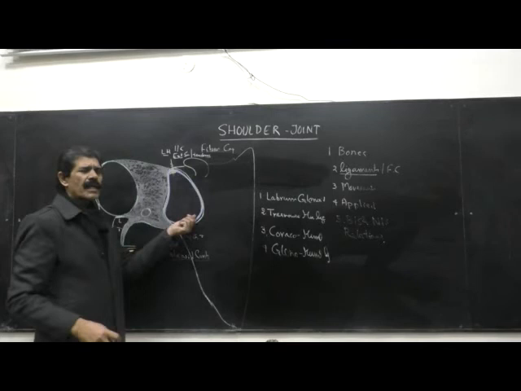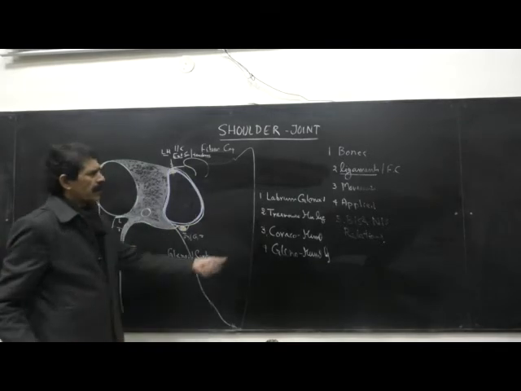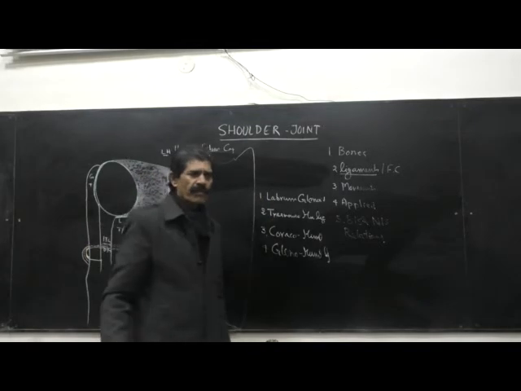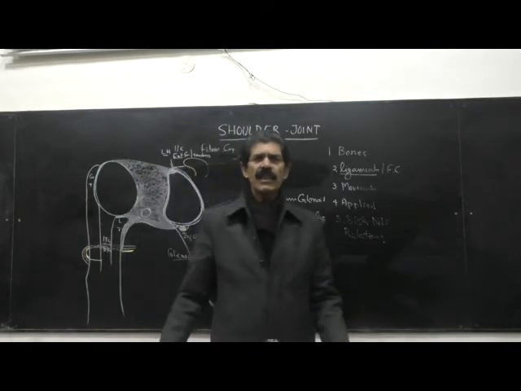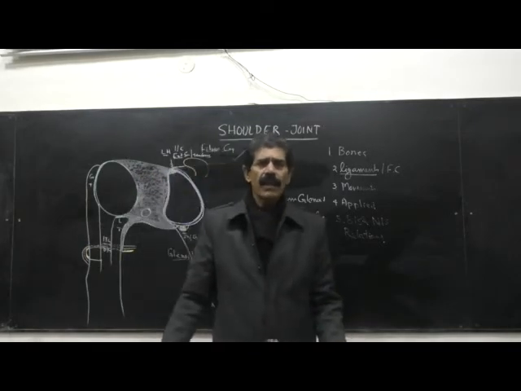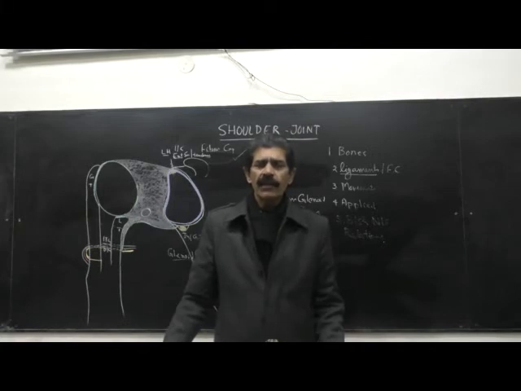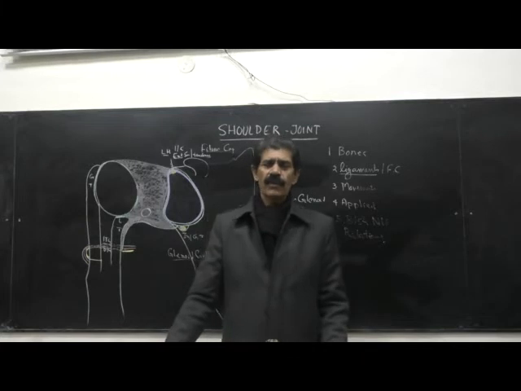And this fibrocartilage, labrum glenoide, looks like a lip. Its function is that it deepens the otherwise shallow glenoid cavity and it prevents the dislocation of the shoulder joint to some extent. But because of a tear of this labrum glenoide, there is a dislocation of the shoulder joint.